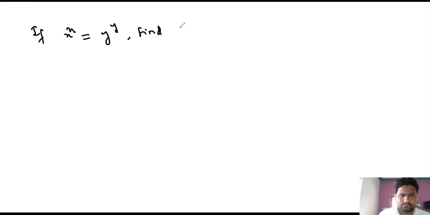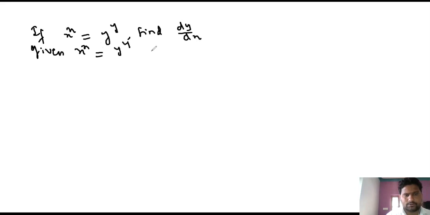Good afternoon, students. Today we continue some examples on logarithmic differentiation. The first one is: if x raised to x is equal to y raised to y, find dy by dx. It's a simple example. The given expression is x raised to x is equal to y raised to y.